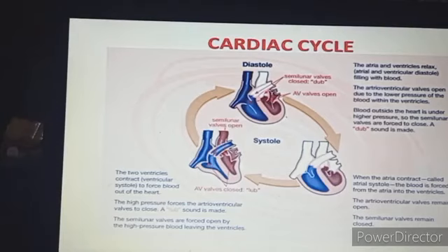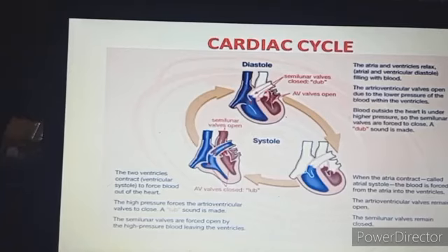These phases occur in a rhythmic manner, that is, one after the other, and together they form the cardiac cycle. So, the contraction of the heart is called systole. What is it called? When the contraction in the heart is taking place, this is known as systole, and the relaxation of the heart is called diastole.